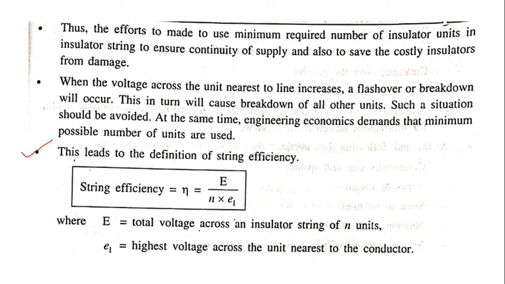So what is E? That is the total voltage across the insulator string, and N is the total number of discs or total number of units, and E1 is the highest voltage across the unit nearest to the conductor. Whichever disc is nearest to the conductor, at that disc the voltage level is going to be highest. So we need to consider E1 as the highest voltage level, that is the voltage level at the first disc, E is the total voltage across the insulator, and N is the number of discs or units that we are going to use. So this is the equation of string efficiency.